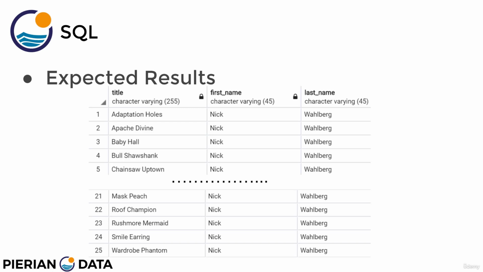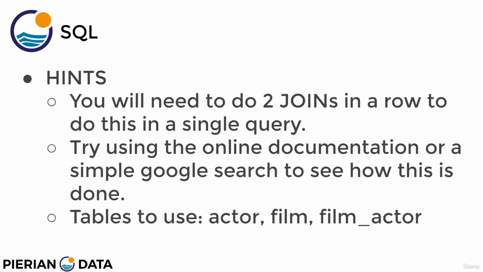Okay, so I hope you gave it your best shot. If you're still a little stuck, what we're going to do is give you some hints. So here are the hints. You're actually going to need to do 2 joins in a row to do this in a single query. If you already got the results, but you did it throughout multiple queries, that's okay too, but I would highly encourage you to try to do this as a single SQL query call. And in order to do that, you actually need to do 2 joins in a row.